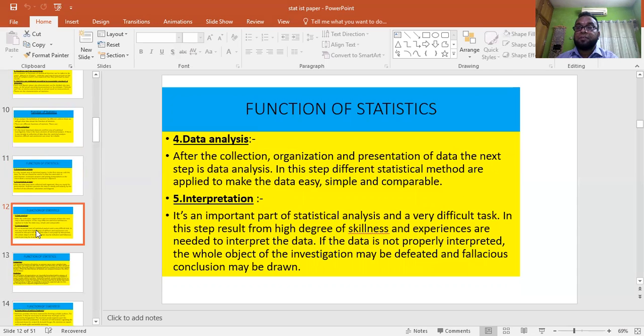Now, interpretation. It is an important part of statistical analysis and a very difficult task. In this step, a high degree of skill and experience is needed to interpret the data. If the data is not properly interpreted, the whole object of the investigation may be defeated and fallacious conclusions may be drawn. Okay, if the interpretation is wrong, then everything may be wrong. Your conclusion may be wrong.